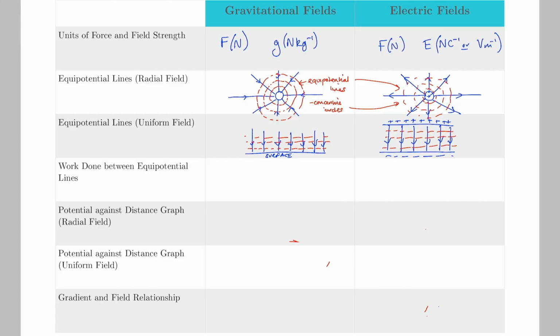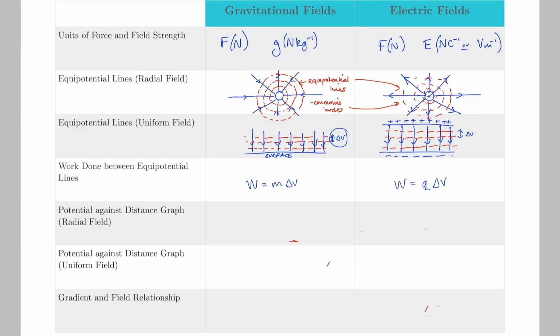Next, we're interested in the work done between the equipotential lines. As we move between these lines here, you have to do work on the mass or do work on the charge to do so, and the work done is given by W equals m delta V, so it's the change in potential as you move between those lines. So you can see the change in potential up here. And for our electric fields, we have W equals Q delta V. And delta V again is the difference in potential between those equipotential lines.